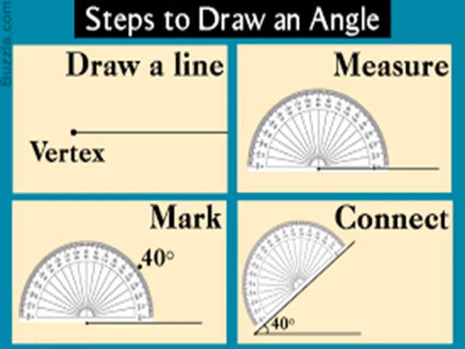You want to measure 40 degrees. Then over here, you mark 40 degrees. After marking it, just take your protractor up and connect. This line you drew must touch the vertex to form the angle 40 degrees.